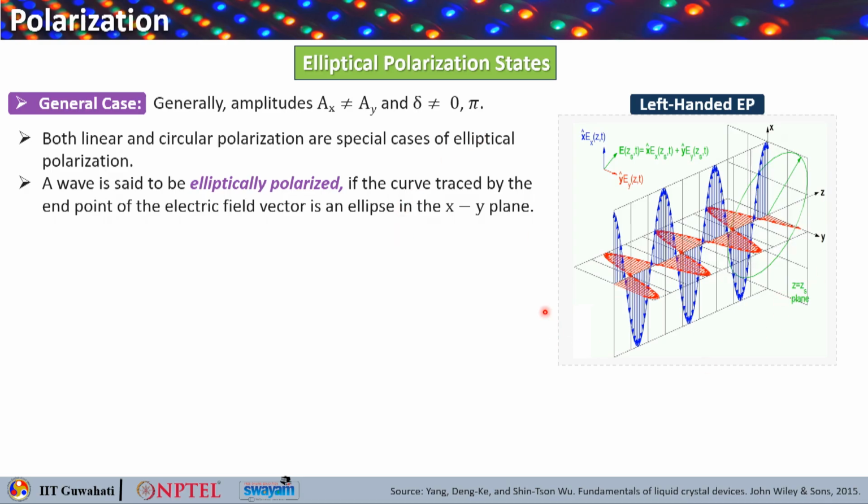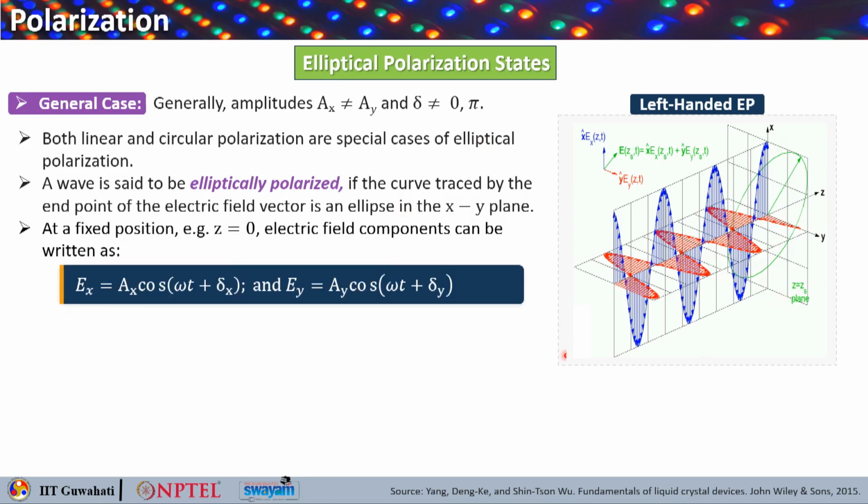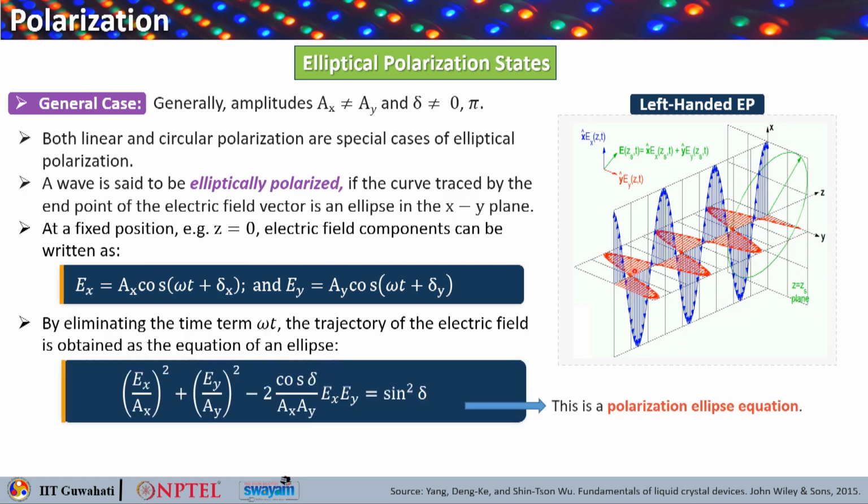So, this particular wave is called elliptically polarized, because you can see it will trace an ellipse on this xy plane, because the two amplitudes are now not the same and they differ by a 90-degree phase, okay. So, here also you can get a left-handed or right-handed elliptical polarization, fine.